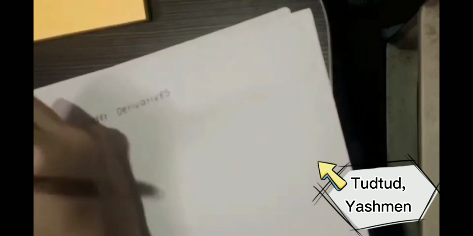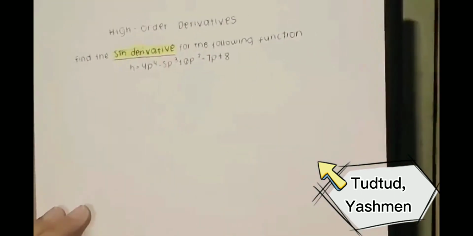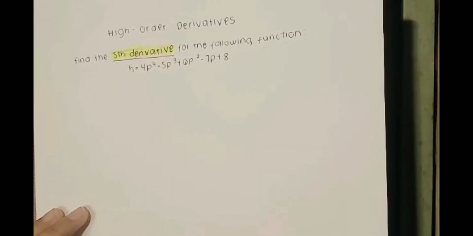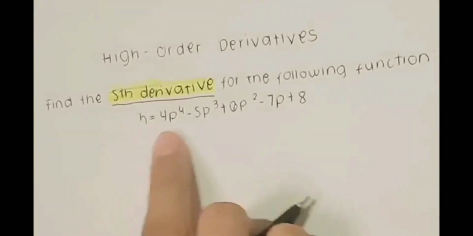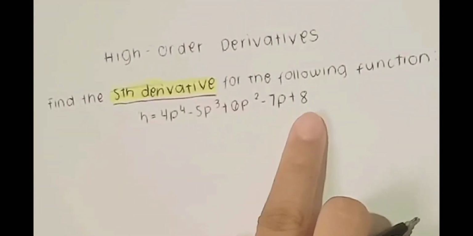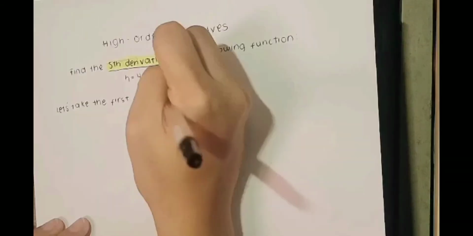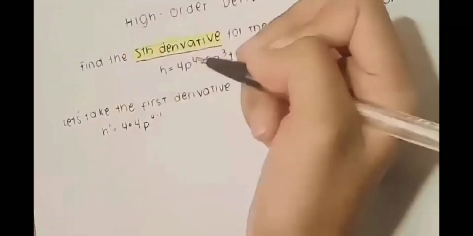High order derivatives. Find the fifth derivative for the following function. h is equal to 4p to the power of 4 minus 5p to the power of 3 plus 6p squared minus 7p plus 8. So let's take the first derivative and apply the power rule.